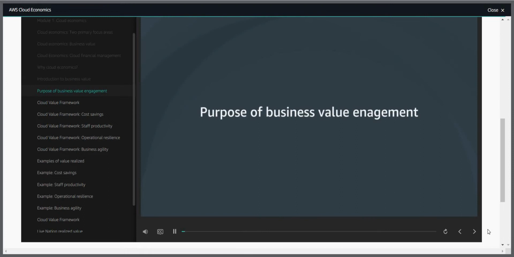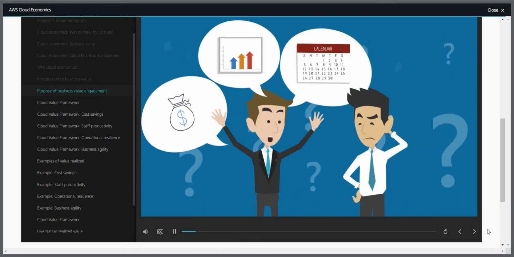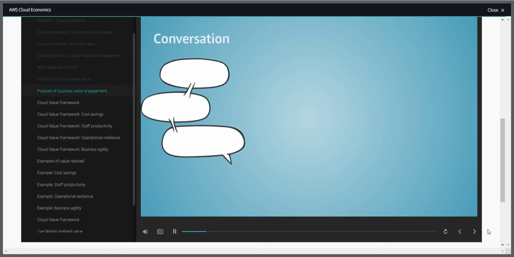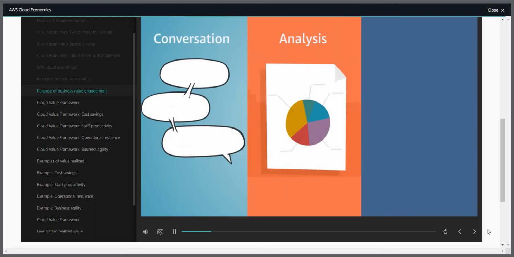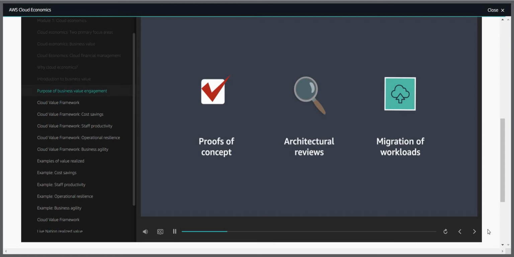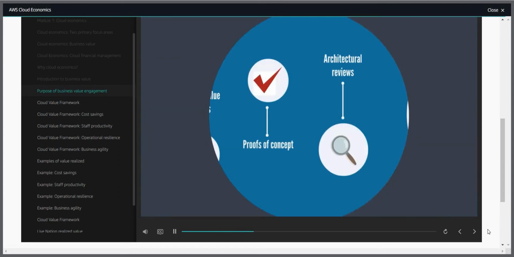The business value conversation and analysis helps you address the financial components that are typically top concerns for potential customers. Yet, neither the conversation nor the analysis delivers full value to your customer. The value is delivered via activities like proofs of concept, architectural reviews, migration of workloads, and so forth. The business value analysis facilitates progressing to those later activities.